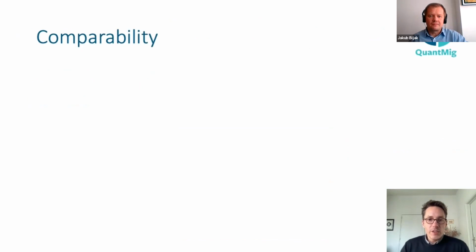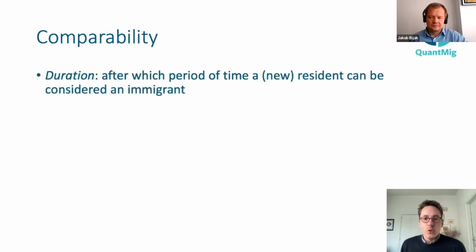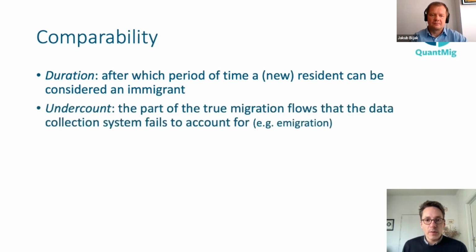The second group of issues relates to the extent to which migration data are comparable between countries. To evaluate this, we relied on 4 independent concepts also employed in previous projects such as IMEM. Duration refers to the criterion that a country uses to determine after which period of time a new resident can be considered an immigrant. Undercount refers to the part of the true migration flows that data collection systems fail to account for.